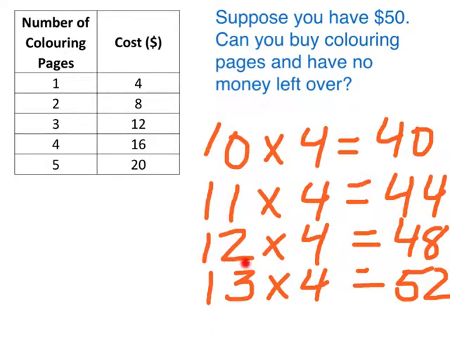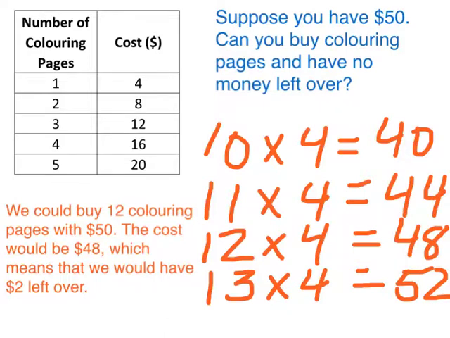We could buy 12 coloring pages. That would end up costing us $48, which means that we would have $2 left over. So let's finish this off by answering the question in a complete sentence. We could buy 12 coloring pages with $50. The cost would be $48, which means that we would have $2 left over.